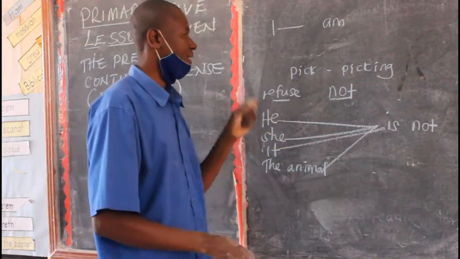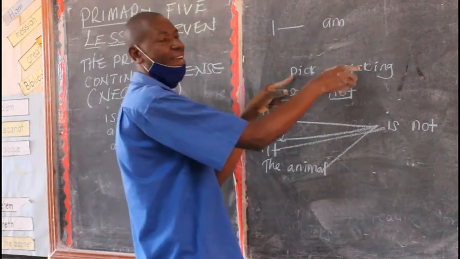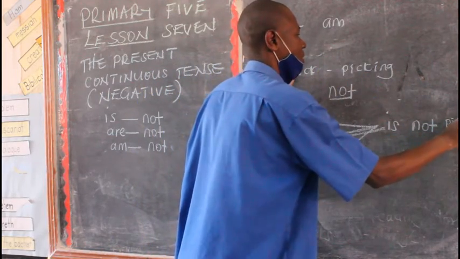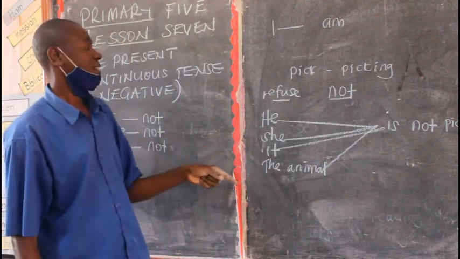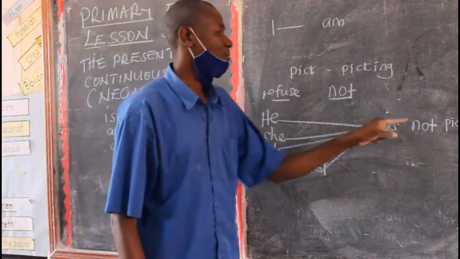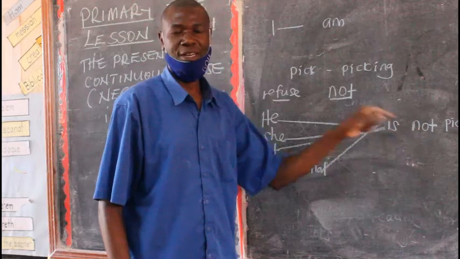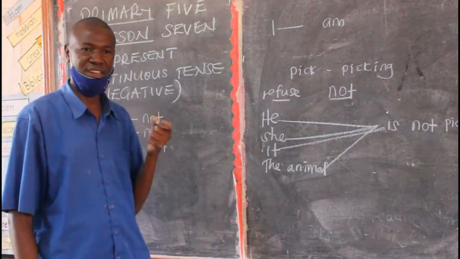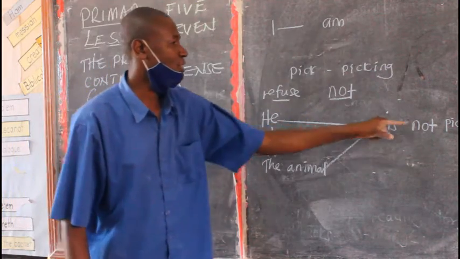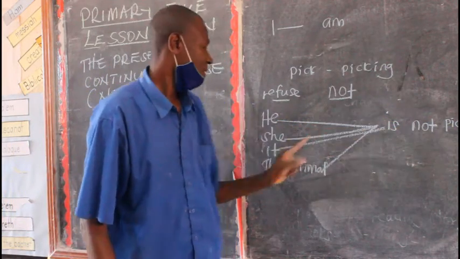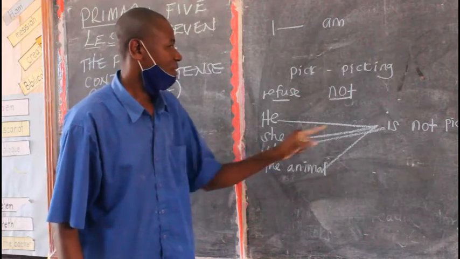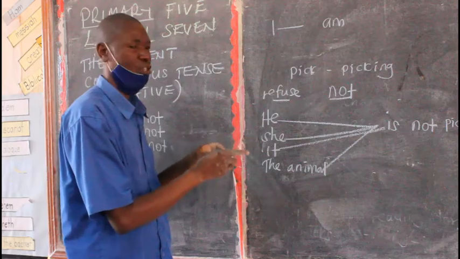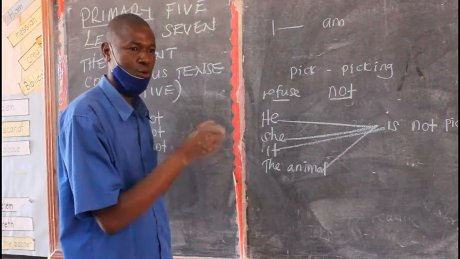But remember that we say that the main verb adds ing. For example, picking. So that now you can construct a sentence and say, he is not picking my call. That means you have used the present continuous tense negative. She is not picking my calls. It is not eating. There you are talking in the present continuous tense negative form.